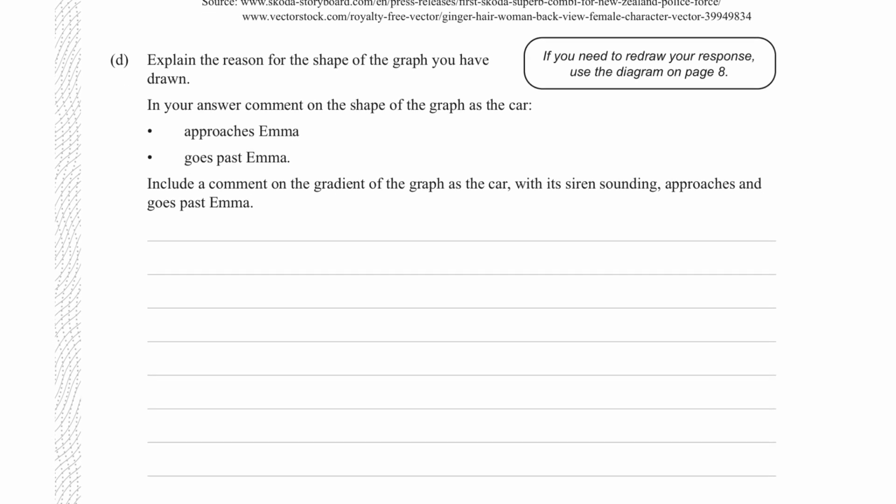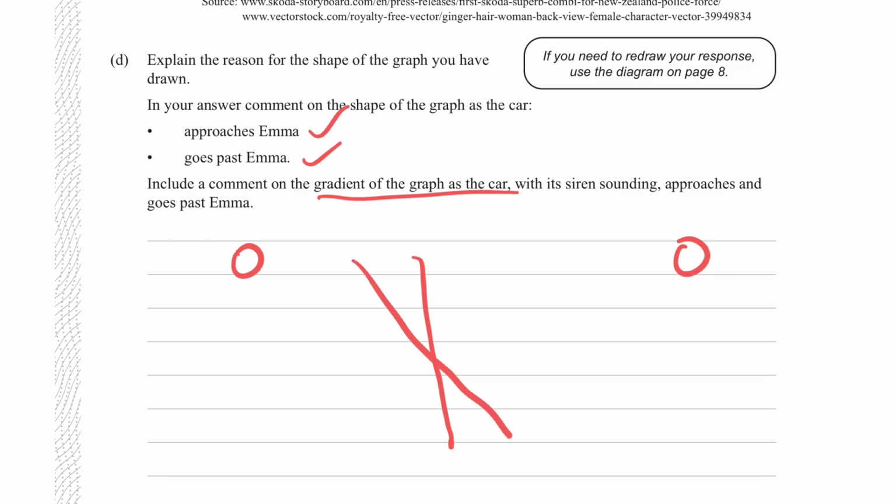Okay, last one. Explain the reason for the shape of the graph you have drawn, and in your answer comment on the shape of the graph. There we go. We've talked about all of that. On the gradient of the graph as the car with the siren approaches and goes past, the gradient's 0 because it's effectively 0 anyway, because it's consistent, and it's 0 on both sides. And then depending how fast the car is going, it's going to be steeper or shallower. If it's a slower passing, it's going to be shallower because the change is less rapid.